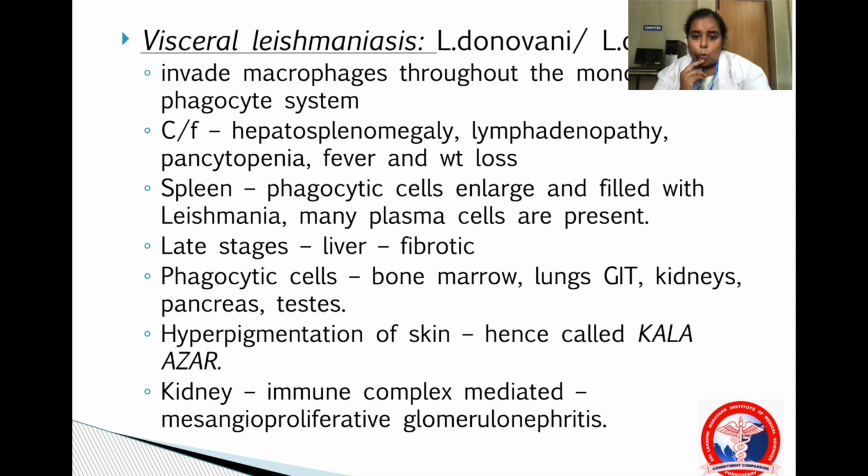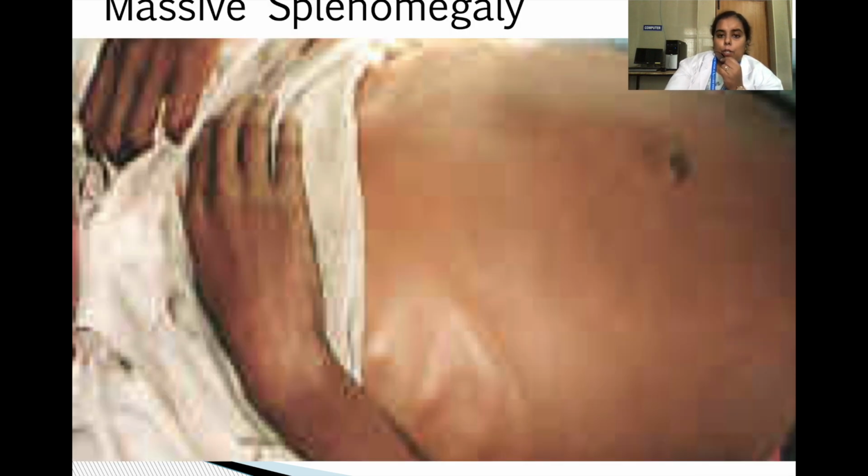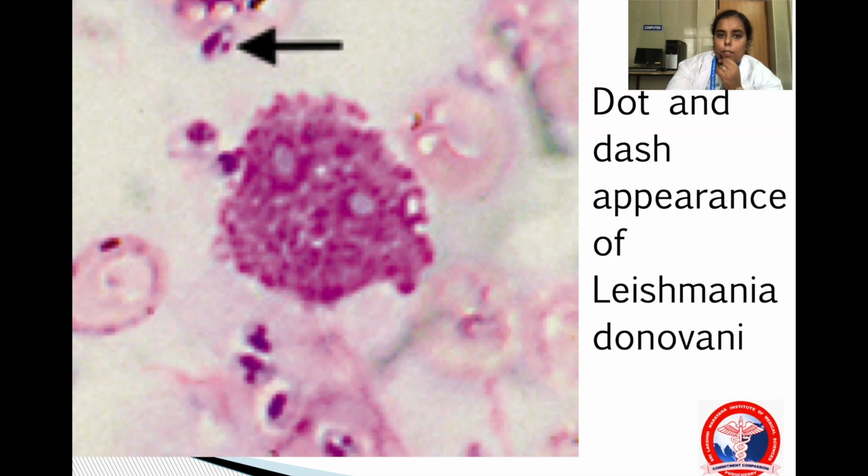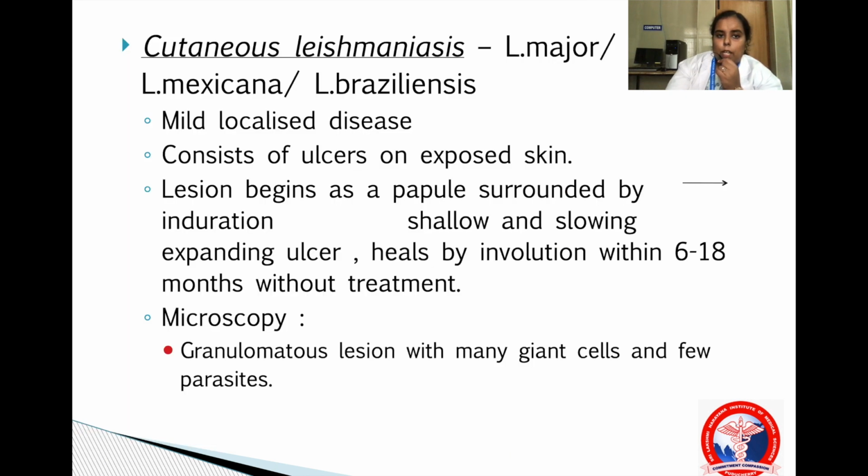Phagocytic cells are involved in the bone marrow, lung, GI, kidneys, pancreas, and testes. There is hyperpigmentation of the skin, and this is why it's called Kala Azar. Kidney damage can be because of immune complex mediated injury and it can lead to mesangial proliferative glomerulonephritis. The picture shows massive splenomegaly. This is the bone marrow picture wherein you can see histiocytes containing many Leishmania organisms, the characteristic dot and dash appearance of Leishmania donovani.